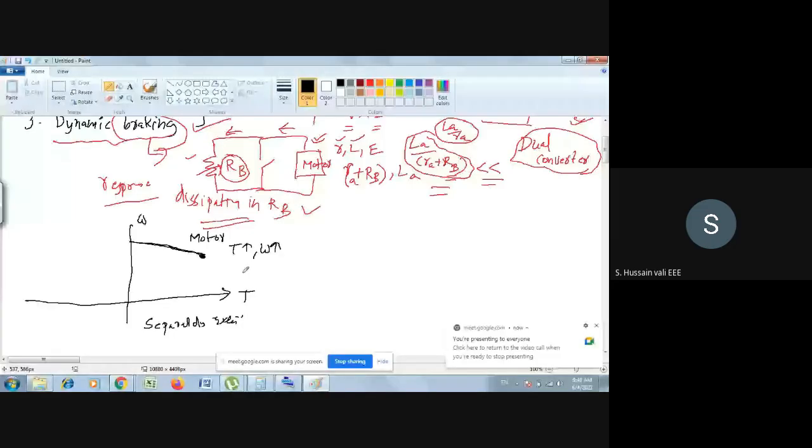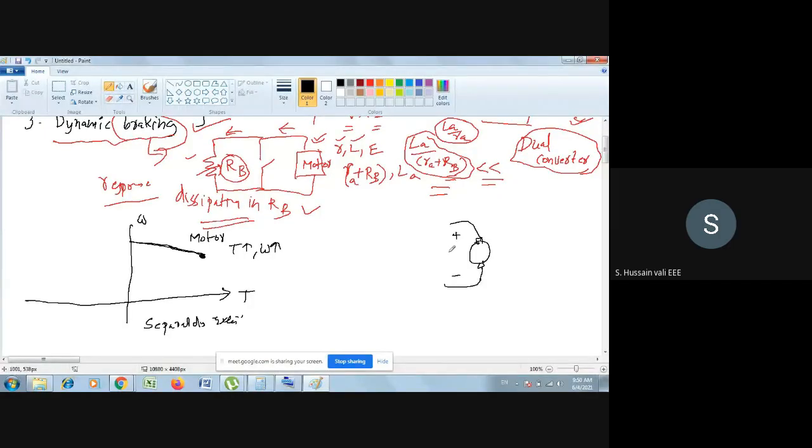Now, in plugging, what you do is simply reverse the motor connection. The motor is there, and you generally give plus and minus voltage like this. When you give it like this, it is acting as a motor. Now you want to stop the motor, or slow it down.